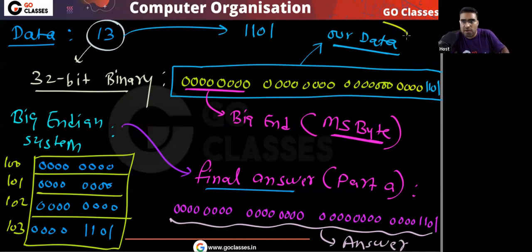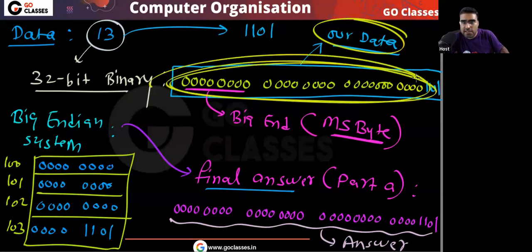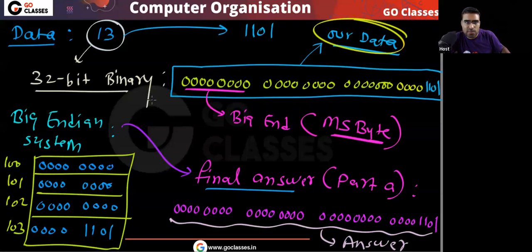Okay, because this is our data. See, our data is already there. Our data is 13. So first you convert it into 32-bit binary. This is our data. In the big endian system, how will you represent this data, how will you put it in the main memory?